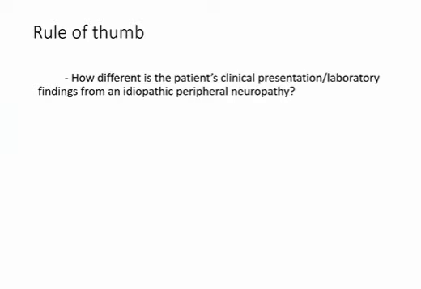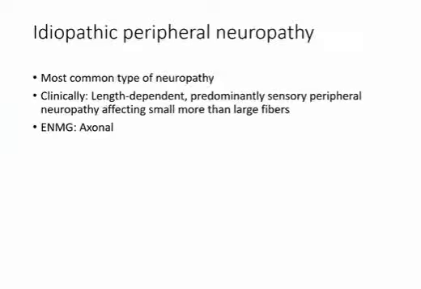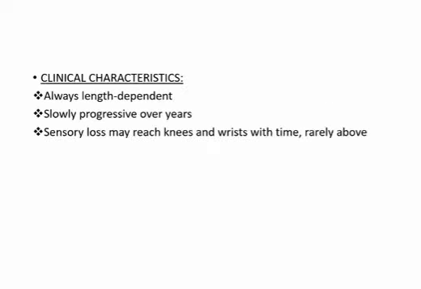So to our audience who do general neurology, what does an idiopathic peripheral neuropathy look like? Which is the most common type of neuropathy. It's always length dependent, sensory predominant, and it's axonal on EMG. What do we mean by that?